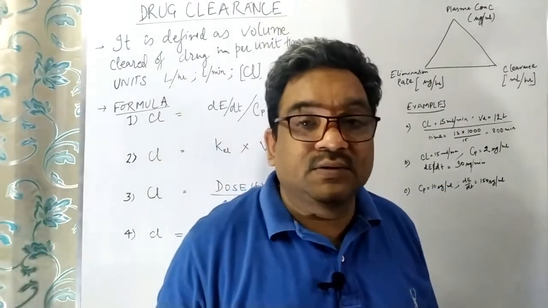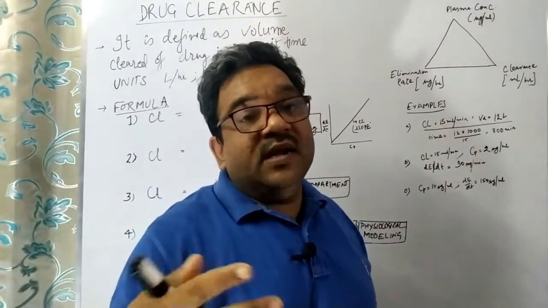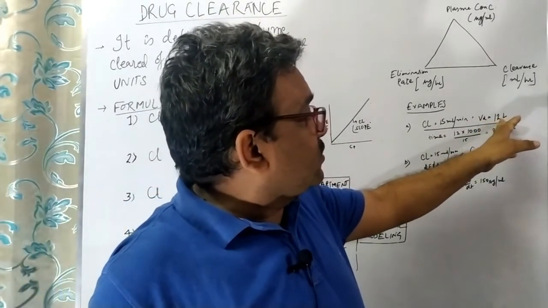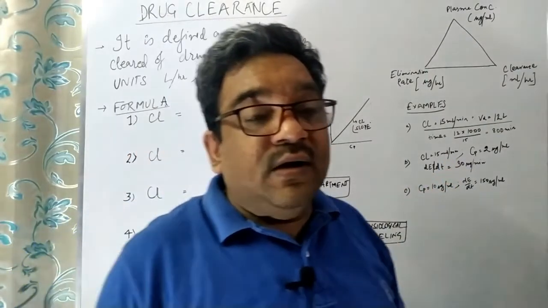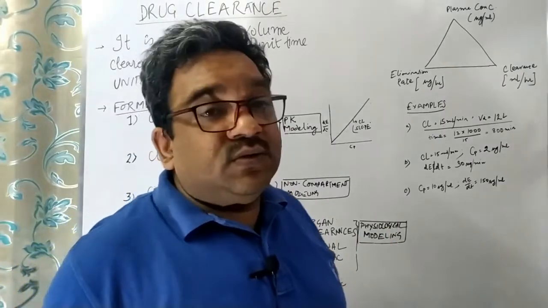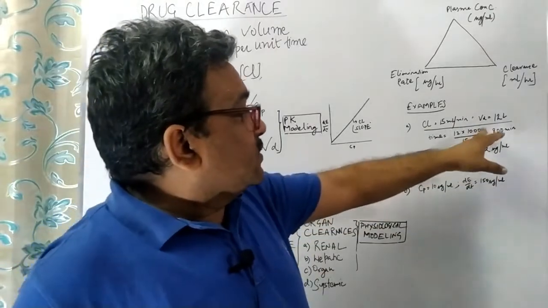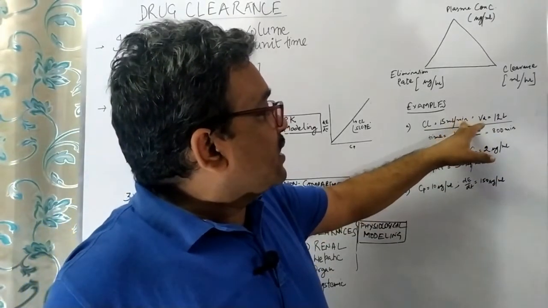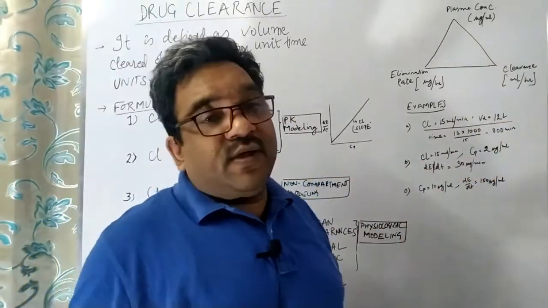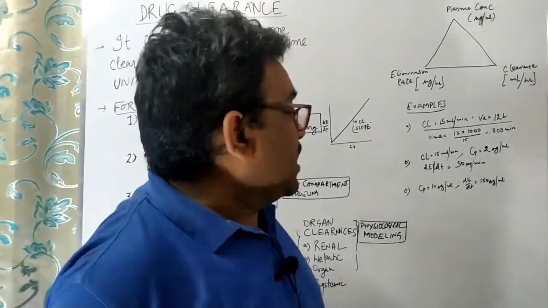For example, if the drug has a clearance of 15 ml per minute, and the drug has a total volume of distribution of 12 liters, how much time is needed for the total volume to be cleared? It is very simple. We know that 15 ml is cleared per minute, and by ratio and proportion we can calculate that around 800 minutes is sufficient for the drug to be eliminated.